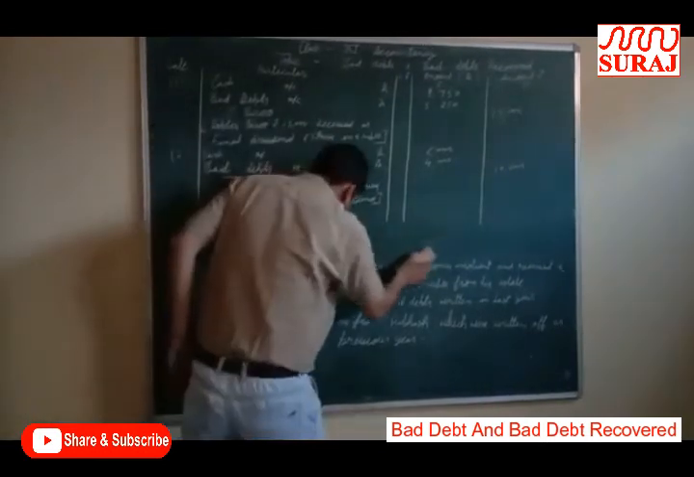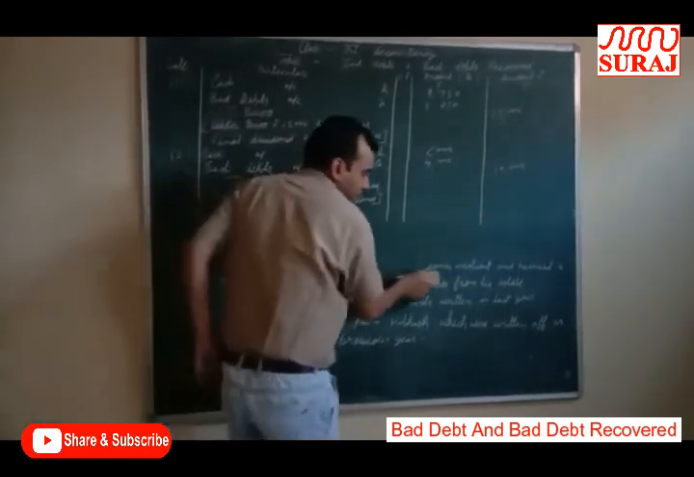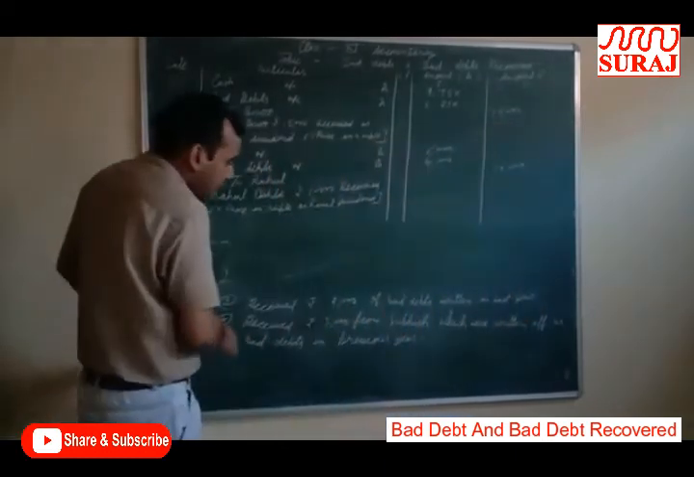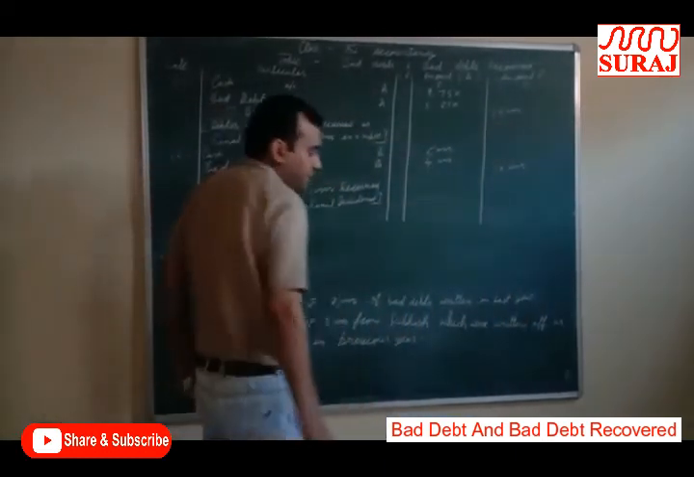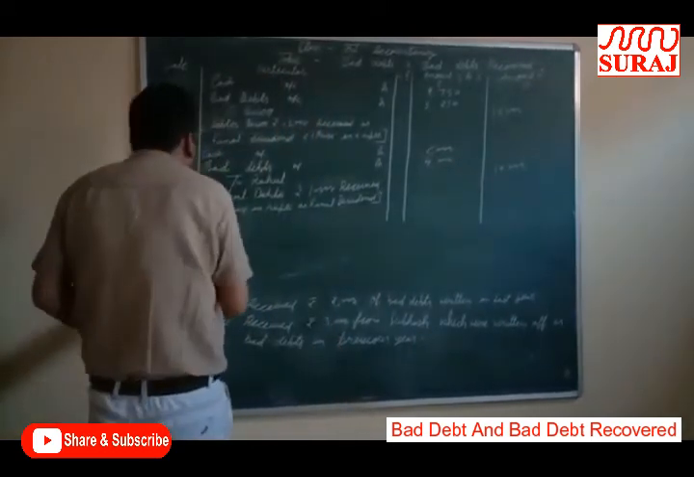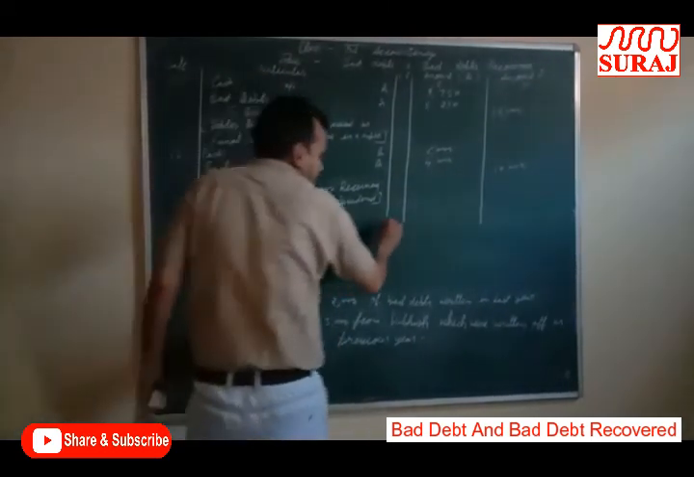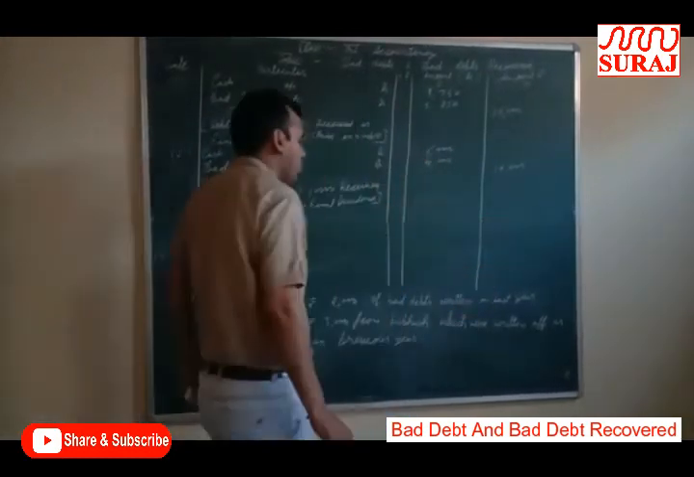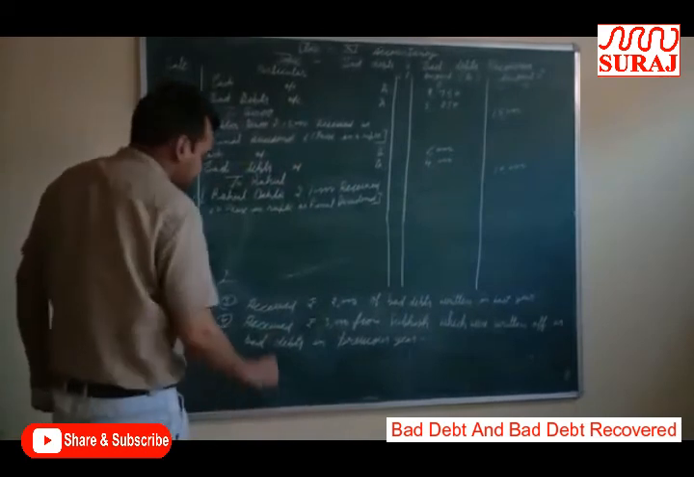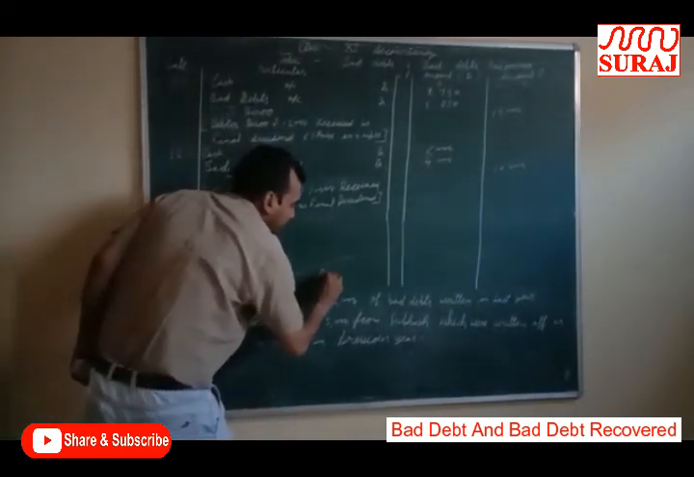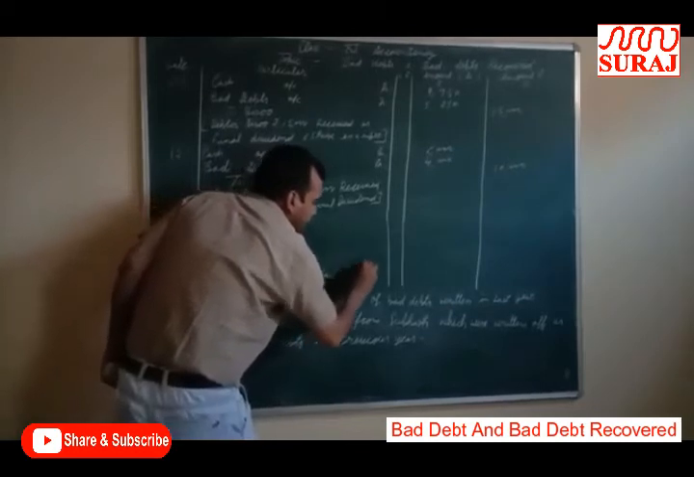Next problem is related to bad debts recovered. Received rupees 2,000 as recovery of bad debts of last year. The amount which was assumed to be bad debt is now recovered. Your entry will be passed from cash and bad debts recovered.